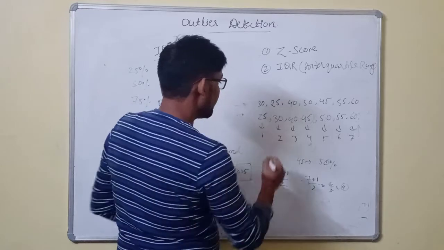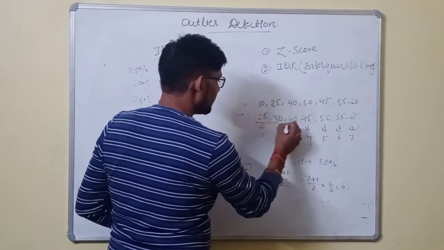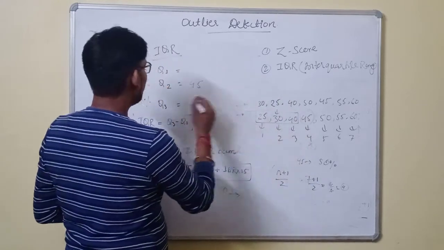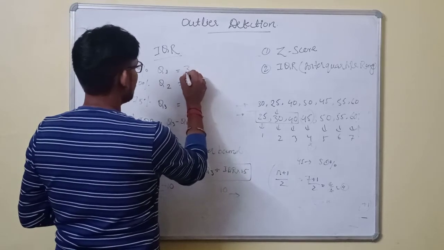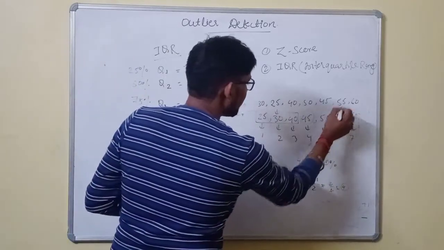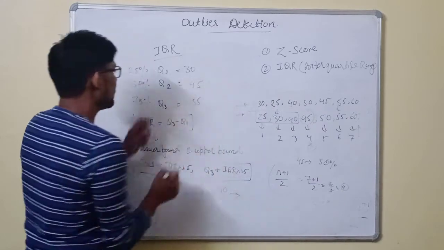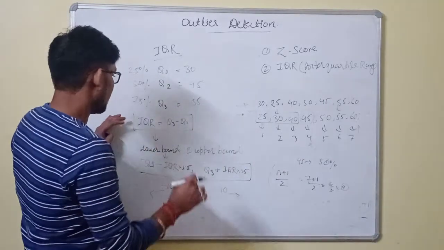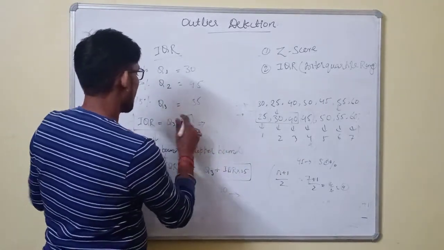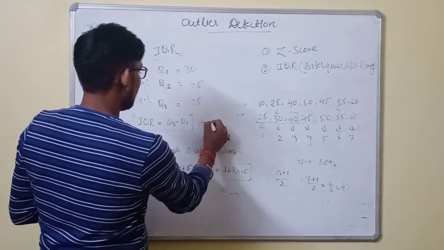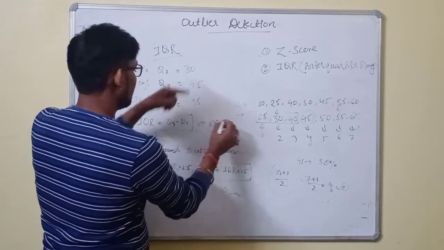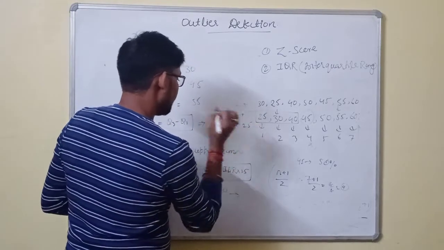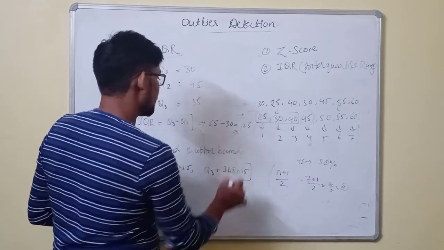So 25% would be here, the middle of these three, right? So this would be 30. 30 would be the 25% mark. And here 55 would be the 75% mark. Now we got the values 30, 40, 45, 50 in this data set. And so IQR would be Q3 minus Q1, which is 55 minus 30, equal to 25. So we got the value IQR is equal to 25.